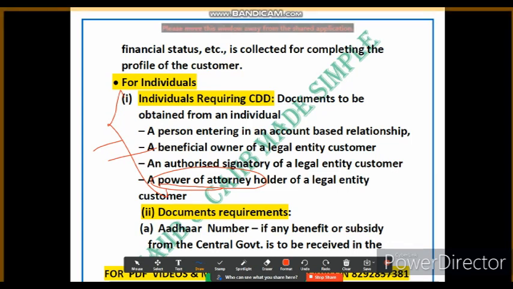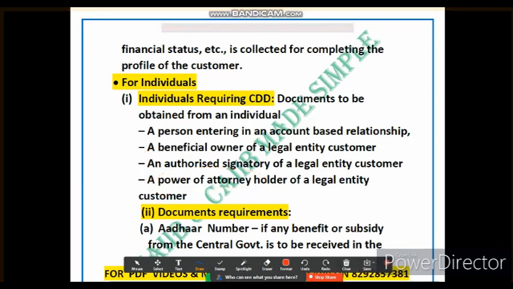If the customer expects to receive any benefit or subsidies from the central government, they are required to provide their Aadhaar number. This is particularly relevant when these benefits or subsidies are to be received in a bank account linked to their Aadhaar. Suppose an individual is eligible for a government welfare scheme where the benefits are directly credited to their bank account. To receive these benefits, the individual must provide their Aadhaar number. So this is the first document which is required, that is the Aadhaar number.